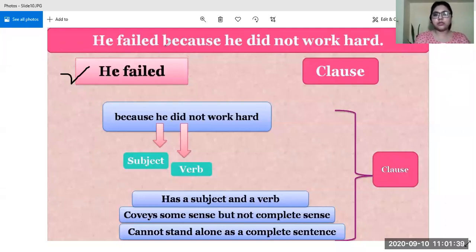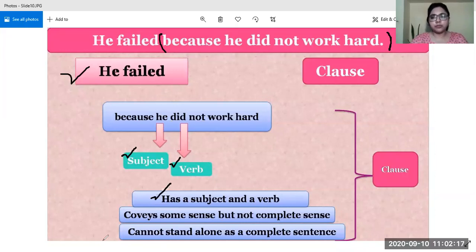Now let us pick out the second part of the sentence, because he did not work hard, and analyze it. He is the subject. Did is the verb, because did is denoting the time of action. It is telling us the tense, so it is a finite verb. Now let us see whether it is fulfilling the conditions of being a clause. It has a subject and a verb, so condition 1 is satisfied.